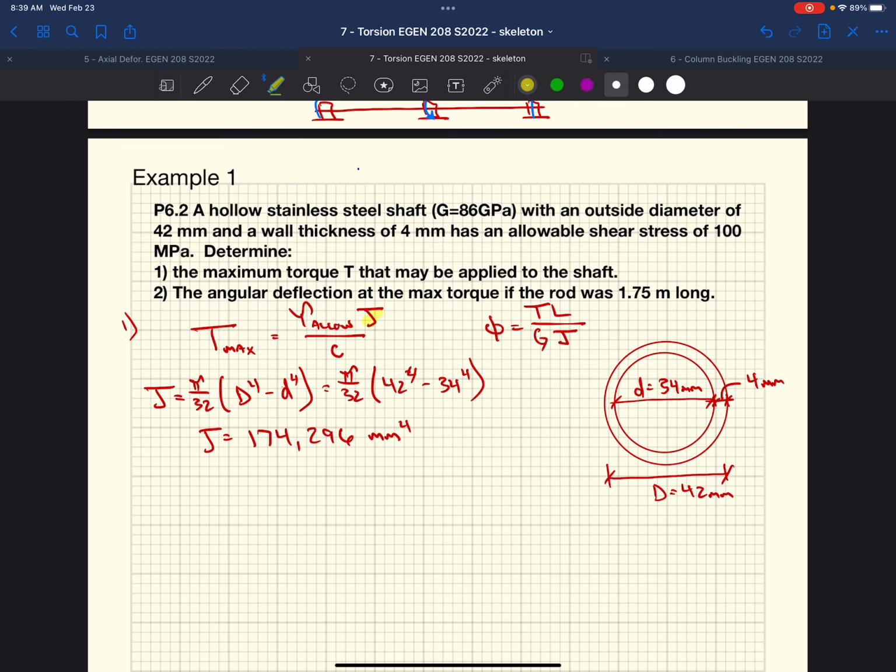So now that we know J, we need C and we need tau allowable. Well, C is our maximum radius, which is really just half the diameter, the outside diameter. That would be our maximum radius from the center to the outside of our shaft or the material. So C equals big D over 2, or 42 over 2, or 21 millimeters.